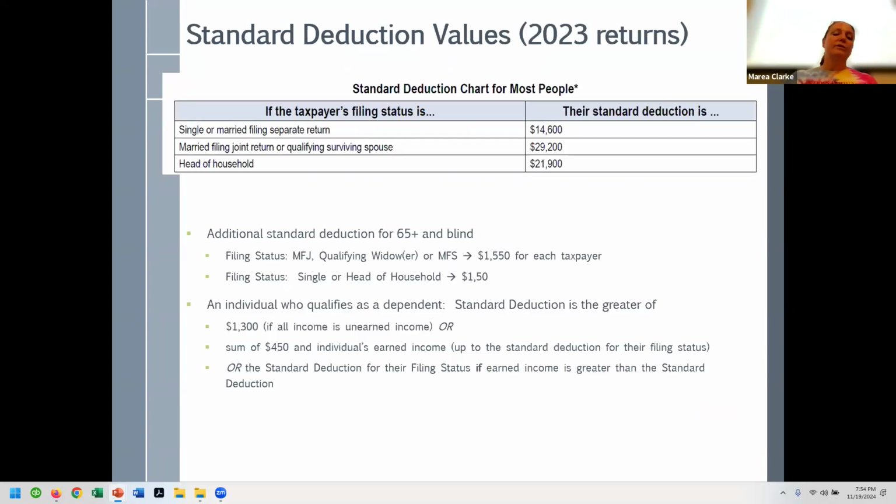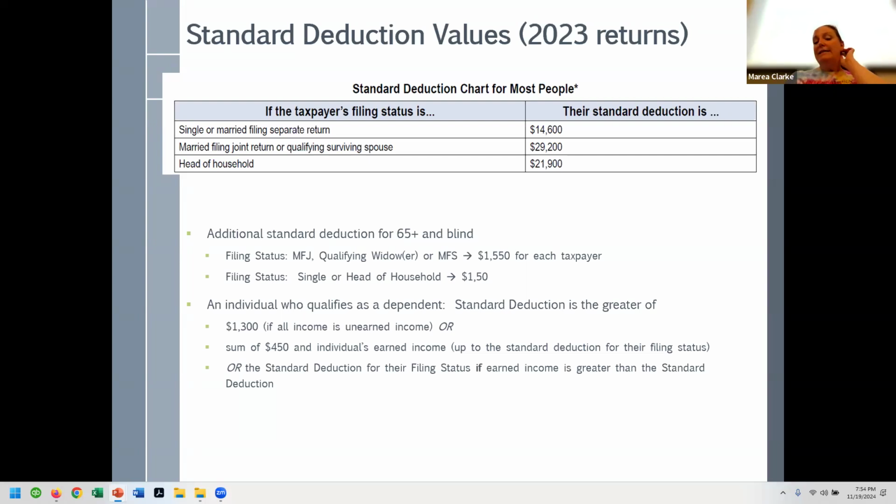Here is this chart for the standard deduction. It's in your 4012. Again, it's based on your filing status. It is based on your age. There's also an addition if you are blind as well.